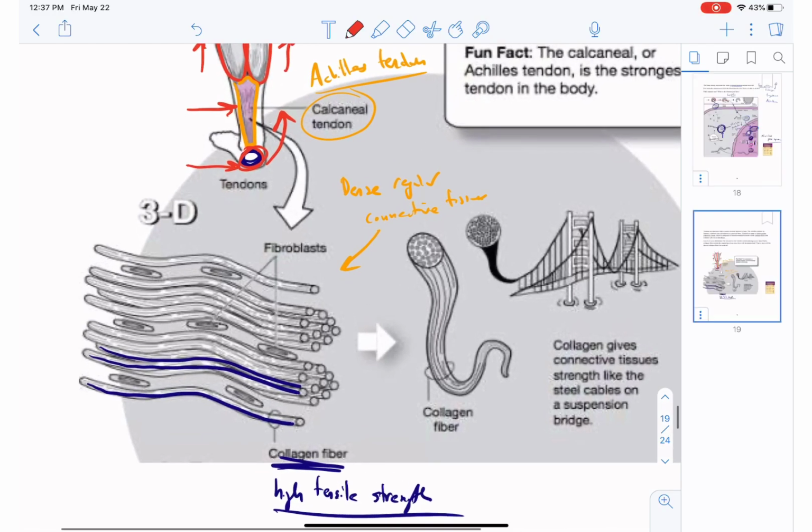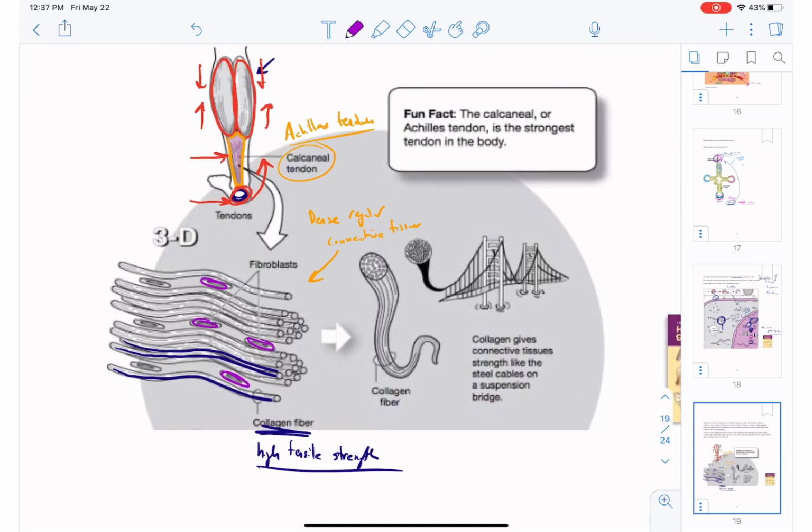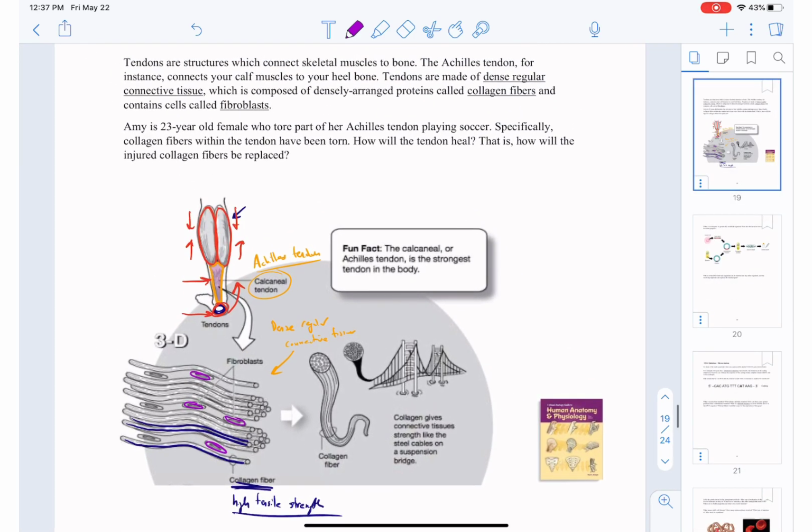But not only do we find collagen fibers within tendons, but we find these cells called fibroblasts. So we have collagen fibers and fibroblasts. All right, so here we have a scenario. Amy is a 23-year-old female who tore part of her Achilles tendon playing soccer. And so this Achilles tendon stretched, and it stretched these collagen fibers, and it may actually have torn some. Okay, so we have some torn collagen fibers. And the question is, how is the tendon going to heal itself?